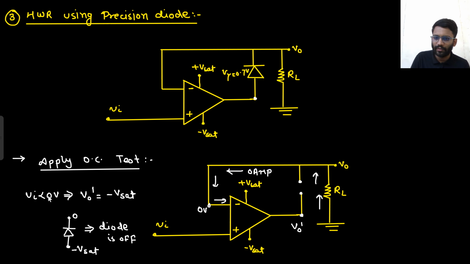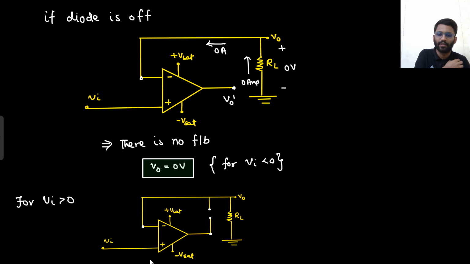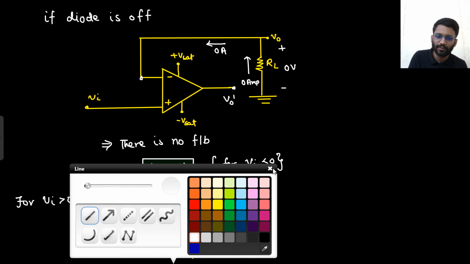Okay, this was the case for Vin less than 0. For Vin less than 0, it was minus Vset. Yeah, okay. Now for Vin greater than 0.